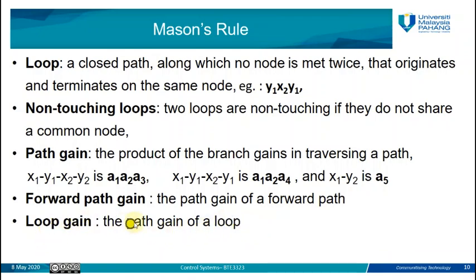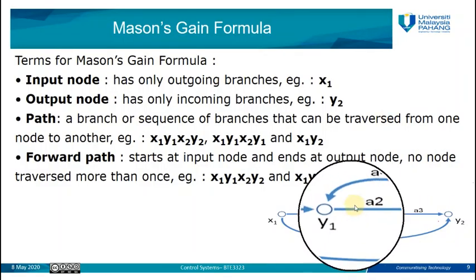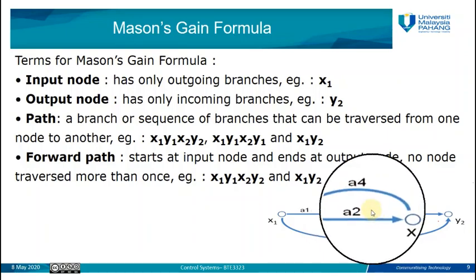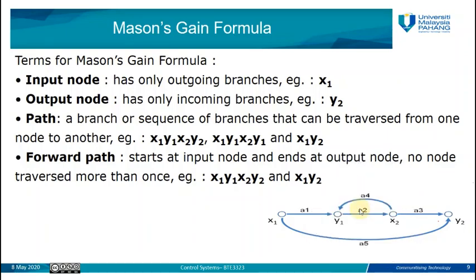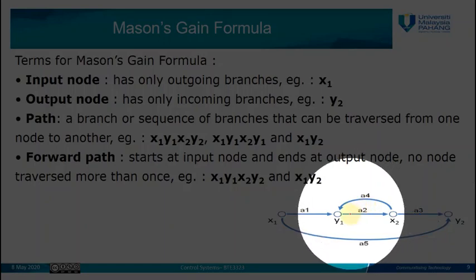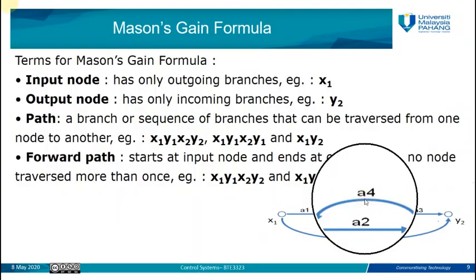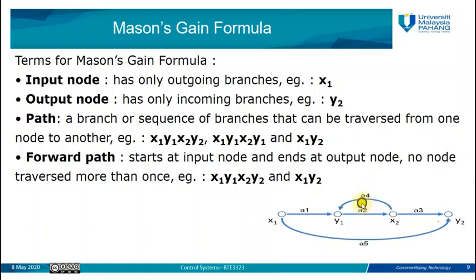The loop gain represents the gain of the loop. For example, here in this part, we say this is the loop, correct? y1 x2 and again to y1. So what is the gain of this loop? We can see the gain is a2 times a4. So this we call the loop gain.